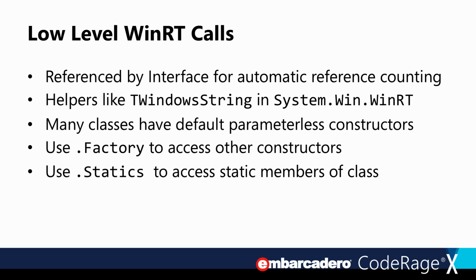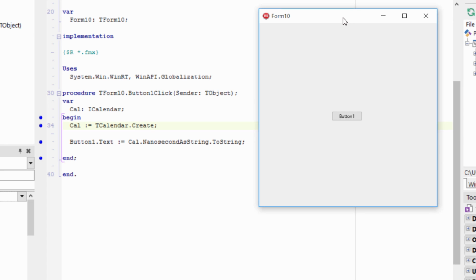Many classes have parameterless constructors, but if they also have other constructors, they're available through the .Factory static member. So just type the class name .Factory and you can get access to the other constructors. There's also a .Statics member that gives you access to other static members of the class. So if you want to get access to static members or constants or something like that, they're all available through .Statics. This is a ridiculously simple sample, but it shows how to take advantage of the WinRT low-level calls.